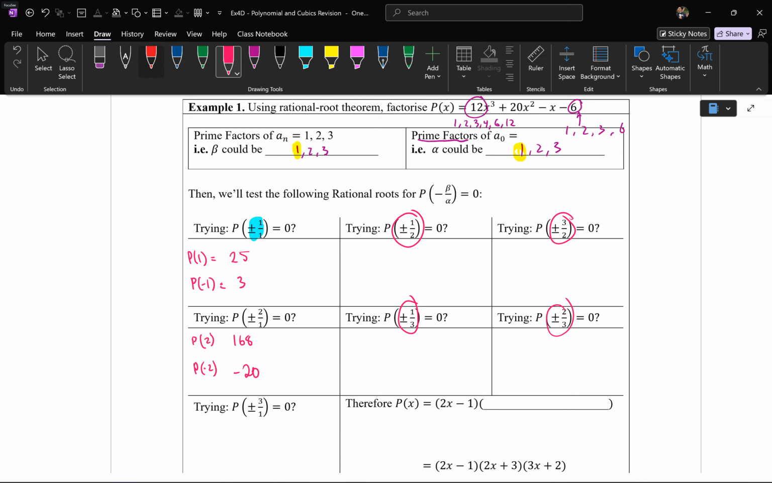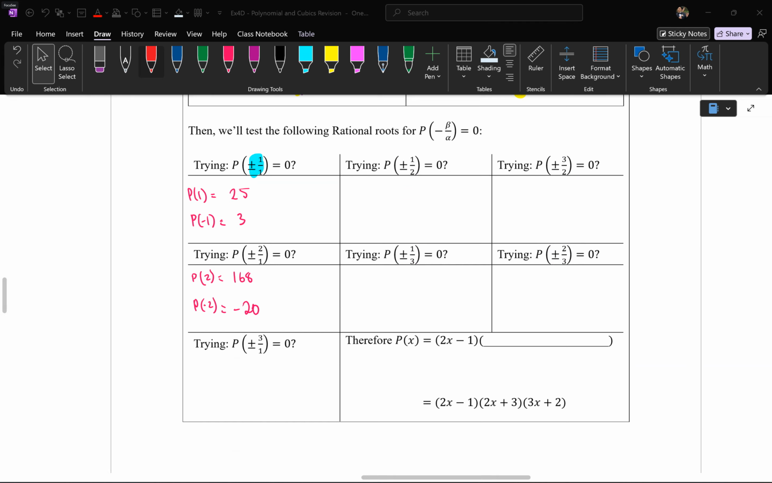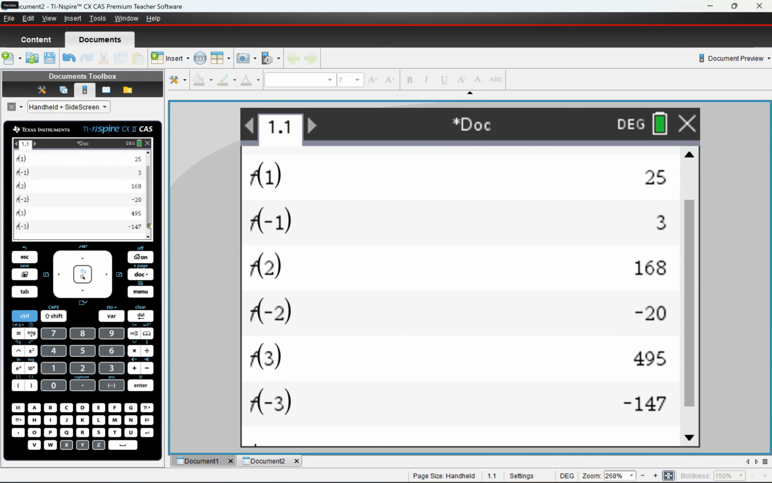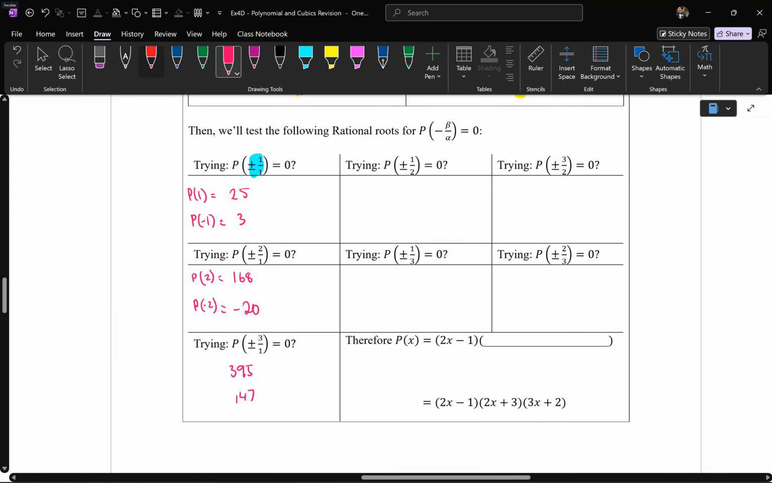So this is what normally happens. You try out integers and it doesn't work. This is when you know to use rational root theorem. So you try it out and you're like, okay, well, let's try 3s. That's 495 and 147.